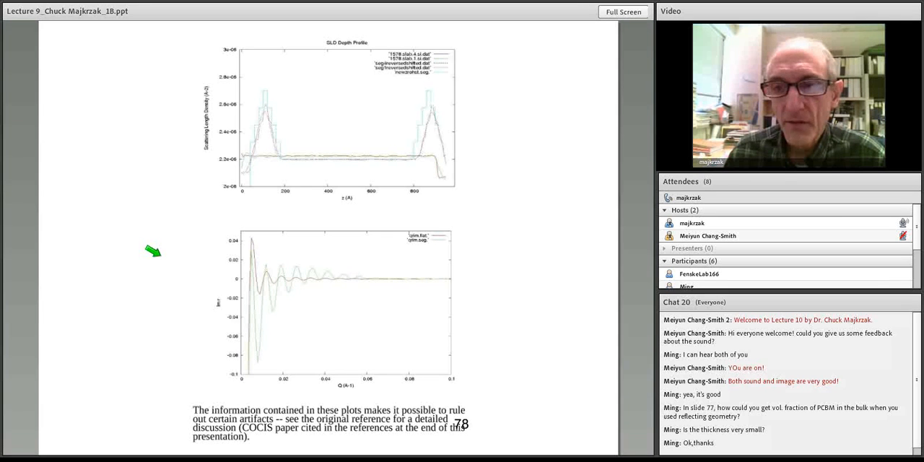Thanks. It was an excellent question, because we always have to remember that there is a difference between the scattering length density profile and the actual composition profile that we extract. Remember, the scattering length density profile is the product of the composition profile, essentially, times the distribution of scattering lengths associated with the constituent scatterers.